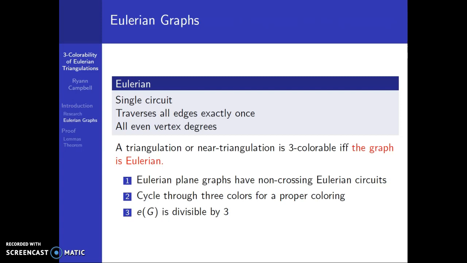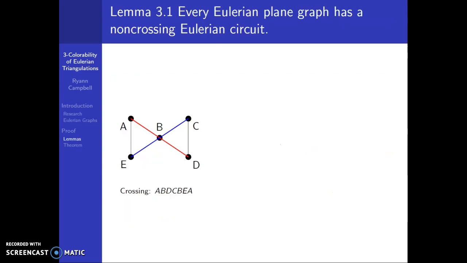Although this has been proven, we will discuss a new method of proof using the fact that Eulerian plane graphs have non-crossing Eulerian circuits. We will cycle through our three colors to achieve our proper coloring. We will also use the idea that the number of edges is divisible by 3. We have 3 lemmas that are going to assist us in our proof. Lemma 3.1 says that every Eulerian plane graph has a non-crossing Eulerian circuit. And while I'm not going to prove that to you today, we are going to take a look at what that means as an example.